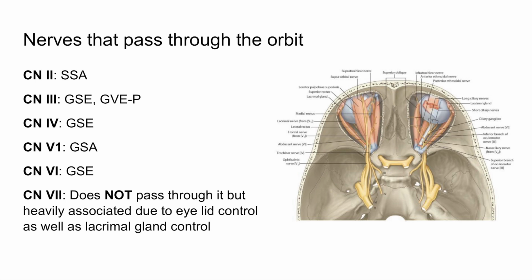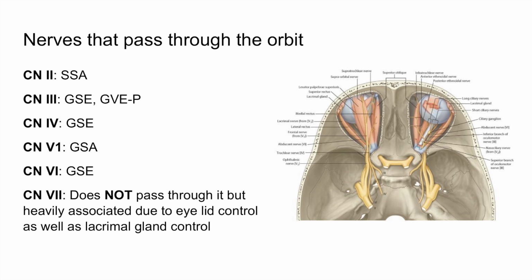So the key idea here is that almost everything in the orbit is either vision, eye movement, or sensation, and each cranial nerve here maps cleanly onto one of those roles. I like to start with cranial nerve 2, which is the optic nerve, and it's purely sensory, right? That's vision, SSA, and it carries information from the retina to the back of the brain and passes through the optic canal, not the superior orbital fissure, which is an easy distinction to test. So remember, optic canal for the optic nerve.